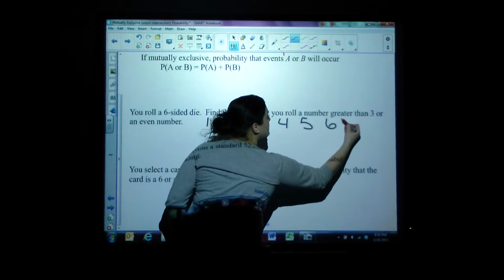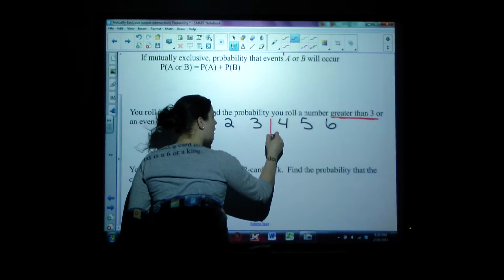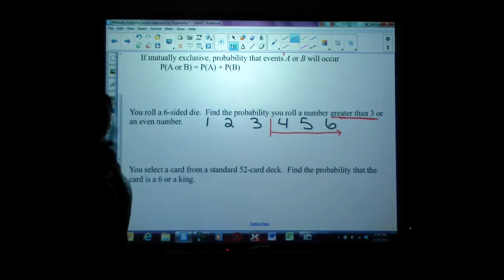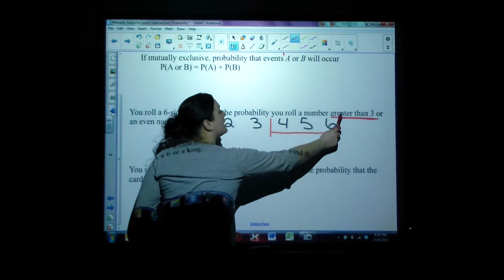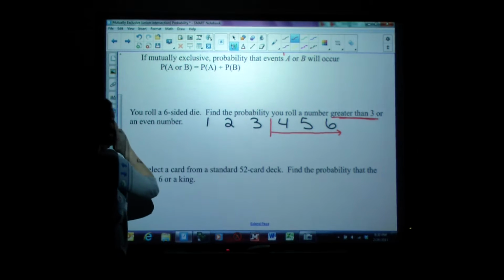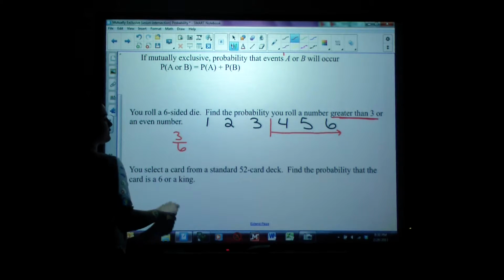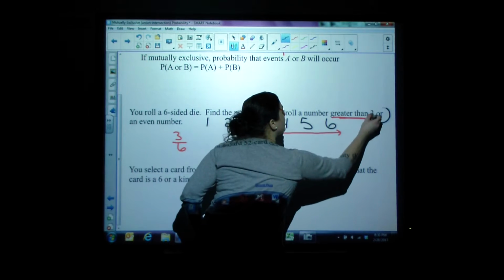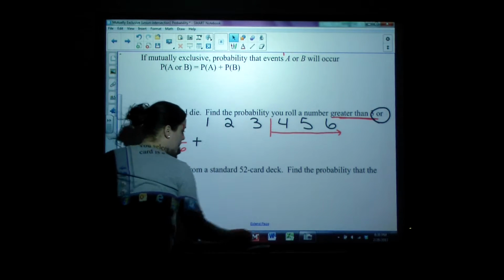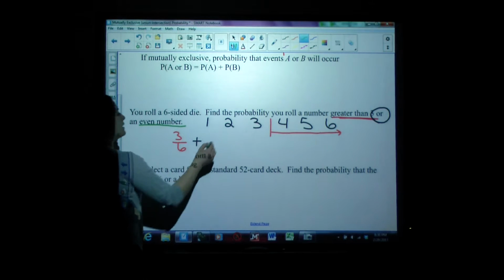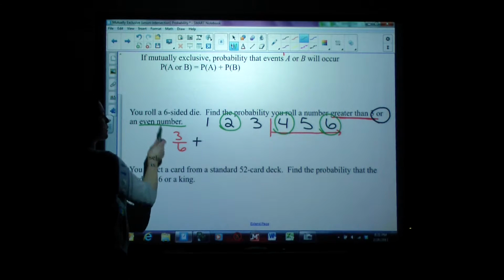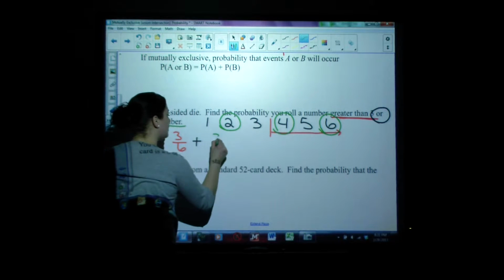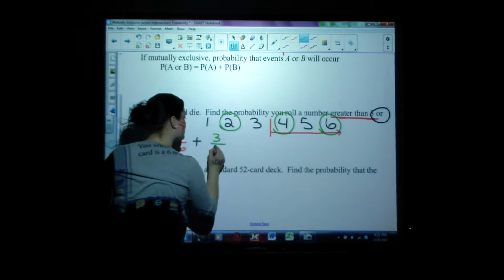So what's the probability of rolling a number greater than 3? Greater than 3 is my first event. Here are the numbers greater than 3. How many total options are there? There's 1, 2, 3, 4, 5, 6 different things that could happen. And to be greater than 3, there's 3 options possible. So we would have a 3 out of the 6 for event A, or, meaning add, event B, which says that the number is even. 2, 4, and 6 are all even numbers. So what's the probability that we would roll an even number? Well, that would be 3 out of all 6 options.